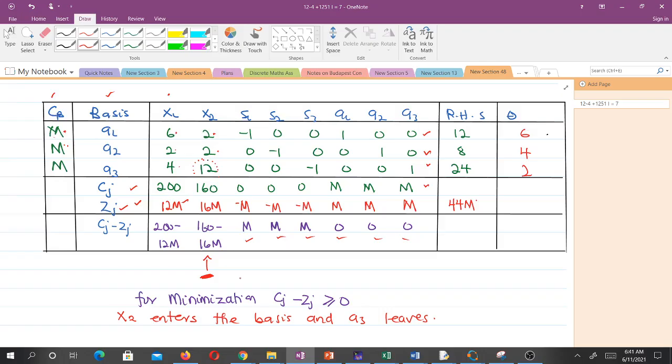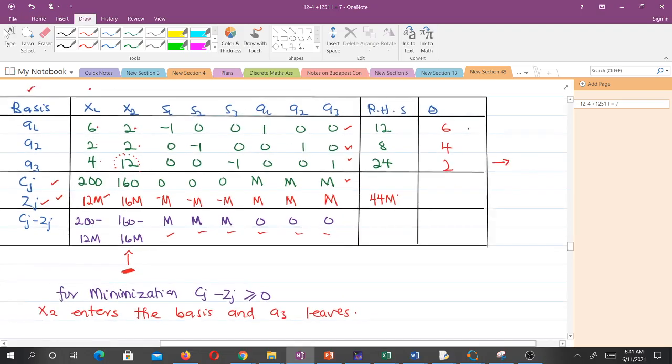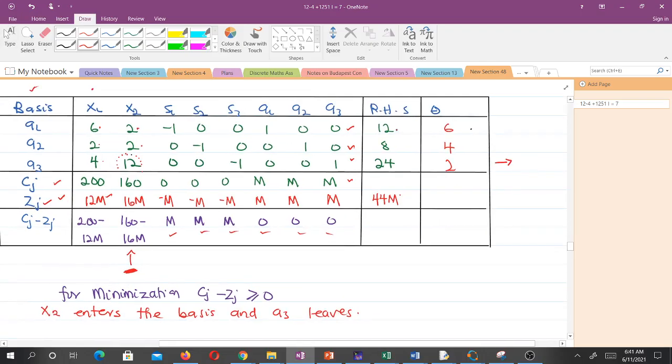Okay, so S2. So that means to get our theta here, it will be the right hand side divided by the x2 values. And so here it will be 12 divided by 2 because S2 here is 2. Here it will be 8 divided by 2, which will give us 4. And here it will be 24 divided by 12, which will give us 2. So we ask ourselves, out of the values we computed here, which of them is the smallest? You can see it is 2. So that means that that particular row is going to go away and we replace it with the column S2.